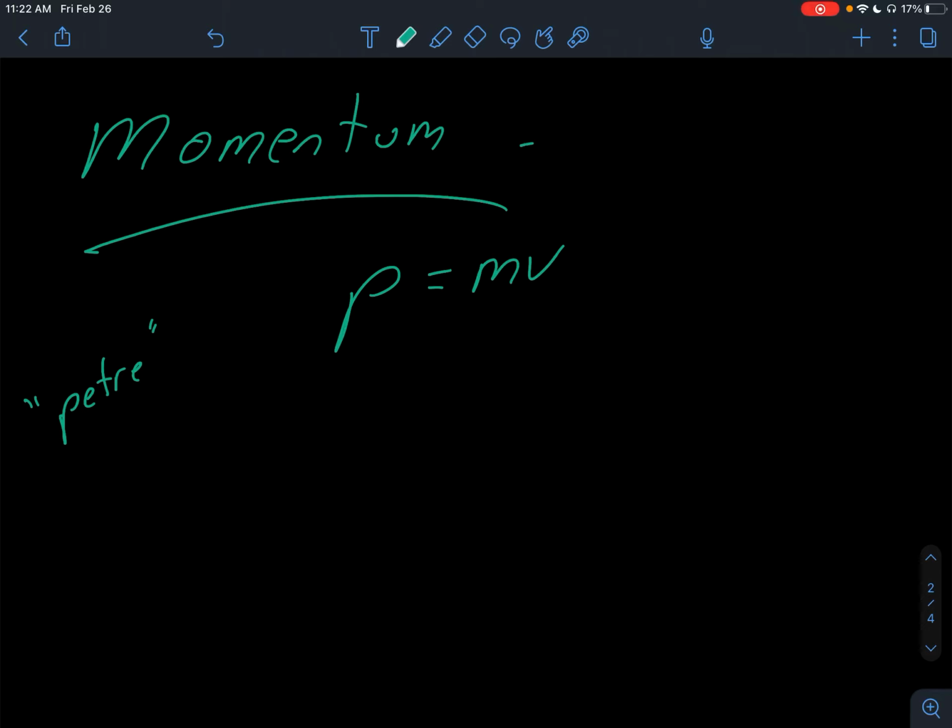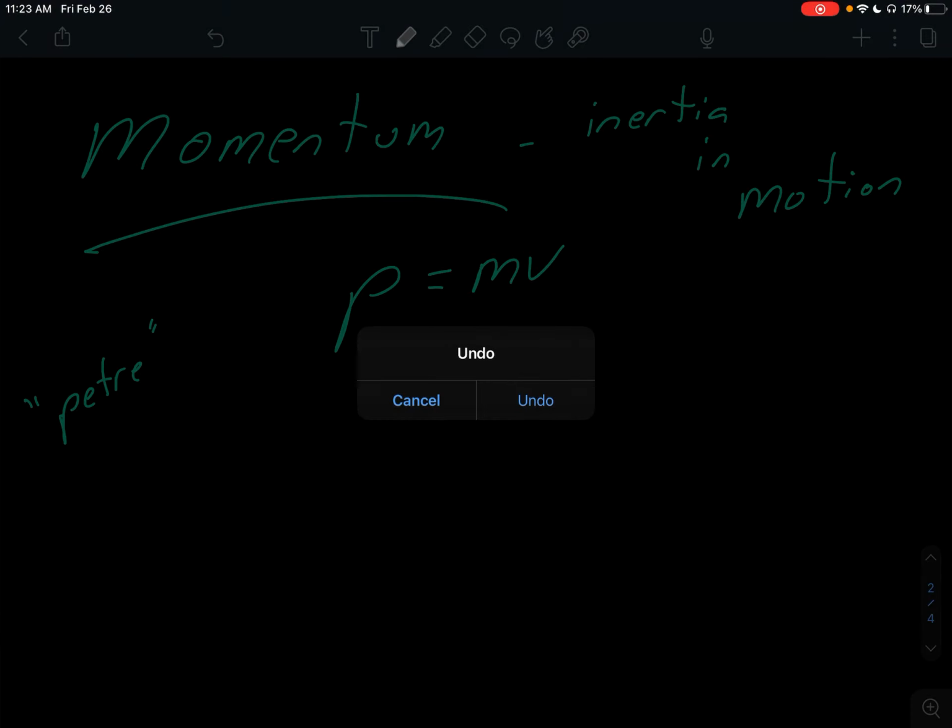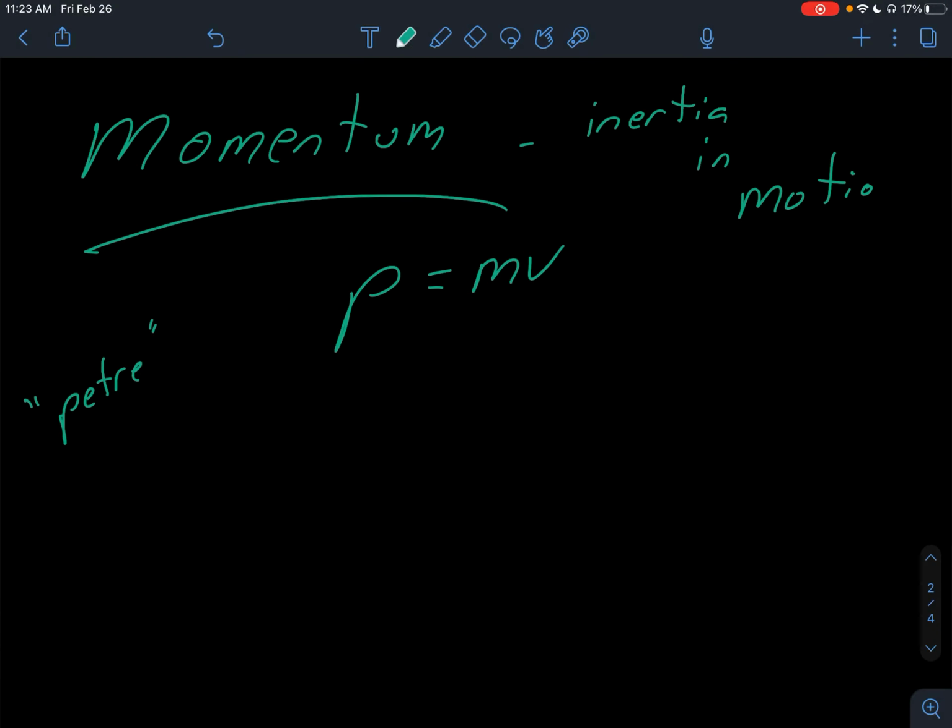Another way to look at momentum is inertia in motion, because that's what momentum really is a measure of. It's a resistance to change its type of motion. In the first worksheet, it talks about impulse. So just like energy, there's a law of conservation of momentum. So momentum is just transferred from object to object.